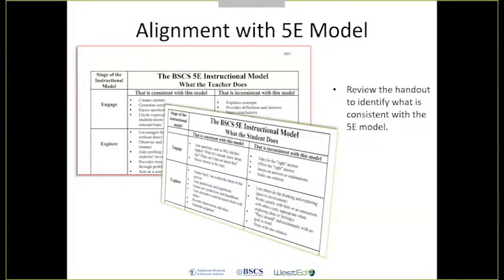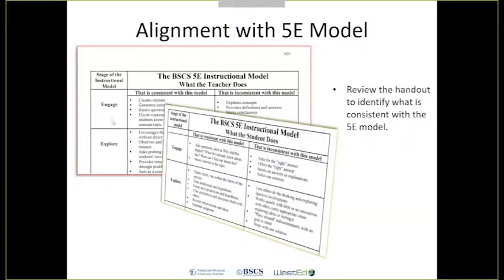Okay, so in the chat box, you're going to see a link to a handout that talks about, on page 1, what the teacher does in the 5E instructional model classroom, and on the second page, what the students do in the 5E instructional model classroom. So I'm going to give you about 4 minutes. Choose one of the 7 lessons. One is definitely an engage, so if you want to start there, that's fine.